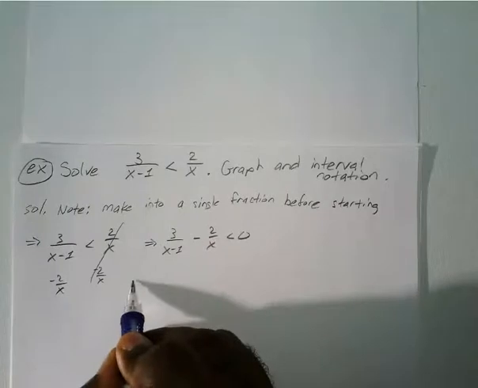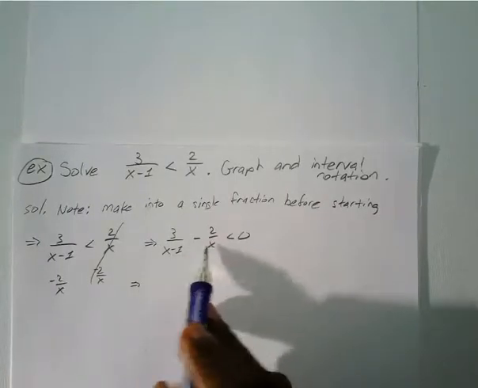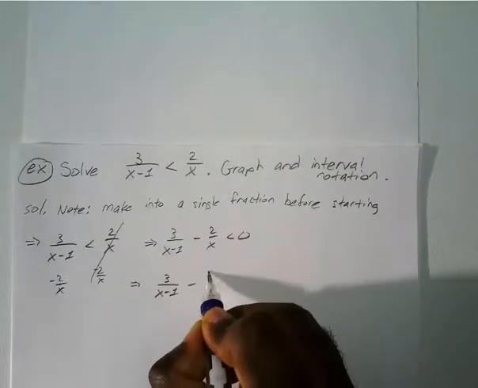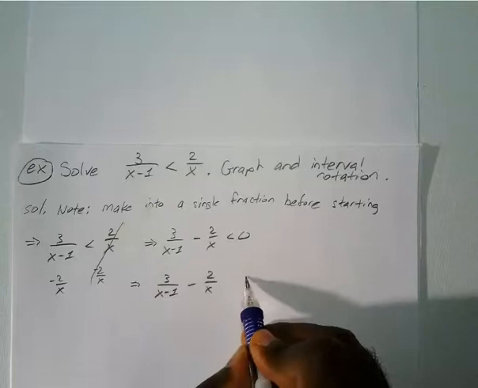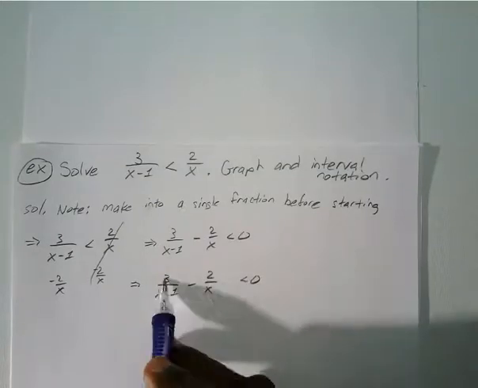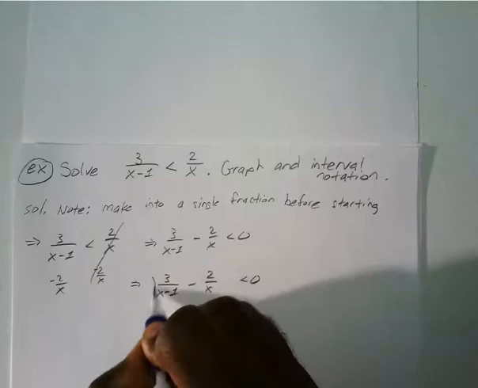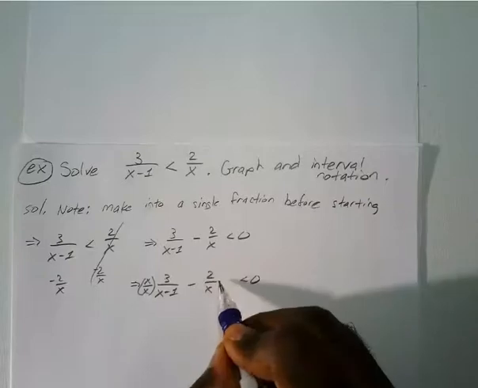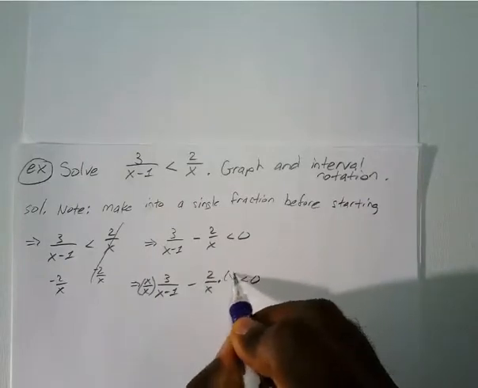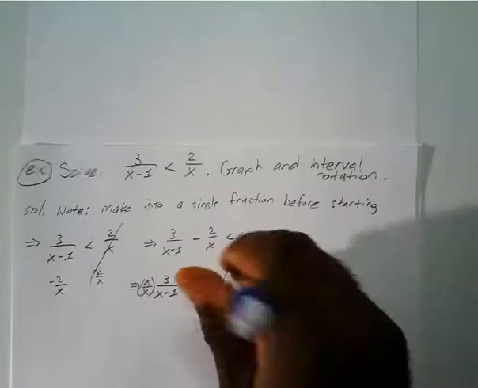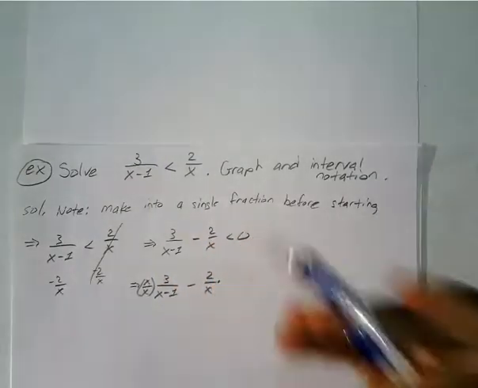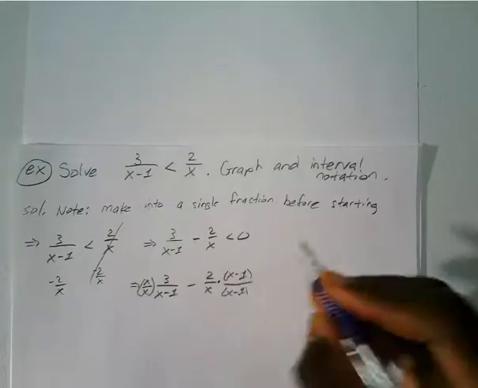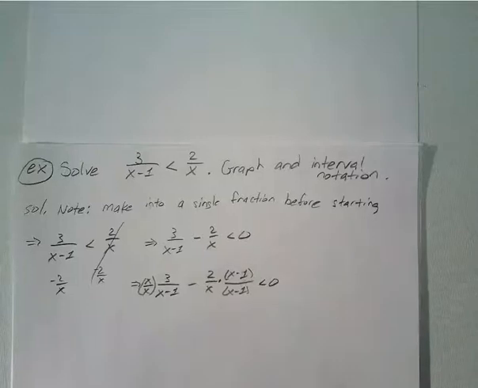Okay, so now we're going to combine these two. If we have 3 over x minus 1 minus 2 over x, to get these to have the same denominator, we multiply this one by x over x, and this one we're going to multiply times x minus 1 over x minus 1, is less than 0.